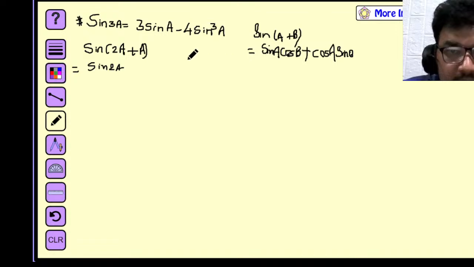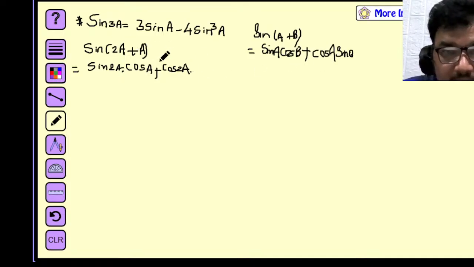Compare this: a is here, 2a. In place of b there is sin a cos b. B means also there is a, that's why cos a. Plus, let's write the cos a, that means here cos 2a, into sin b, and here sin b means sin a, like this. And we have to convert this to sin 2a.